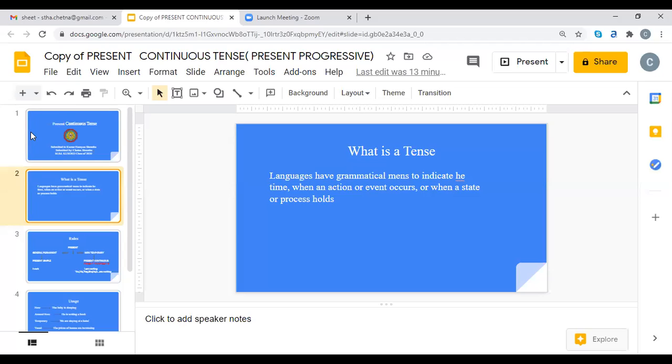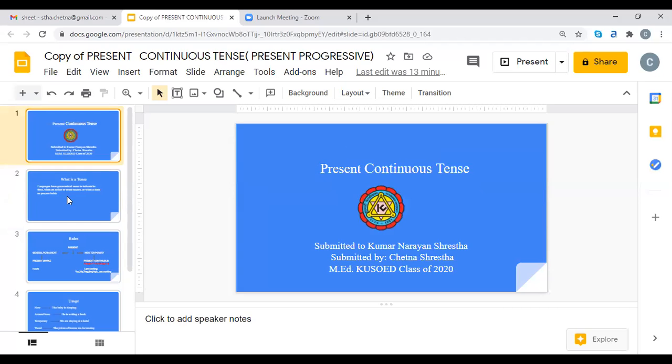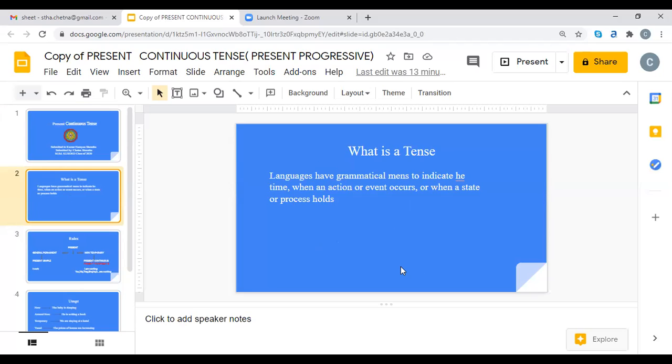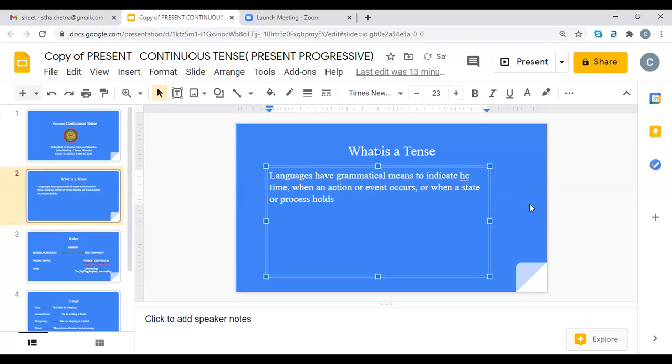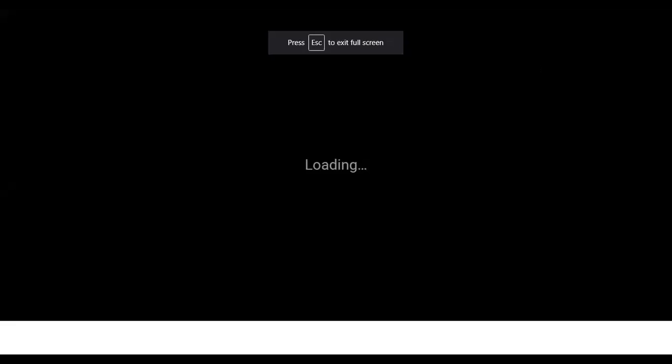You know, when can we use present continuous? Very simple, and let's recall this again quickly. Present continuous. Okay. One second, sir, I'll just present this, yeah. Okay.